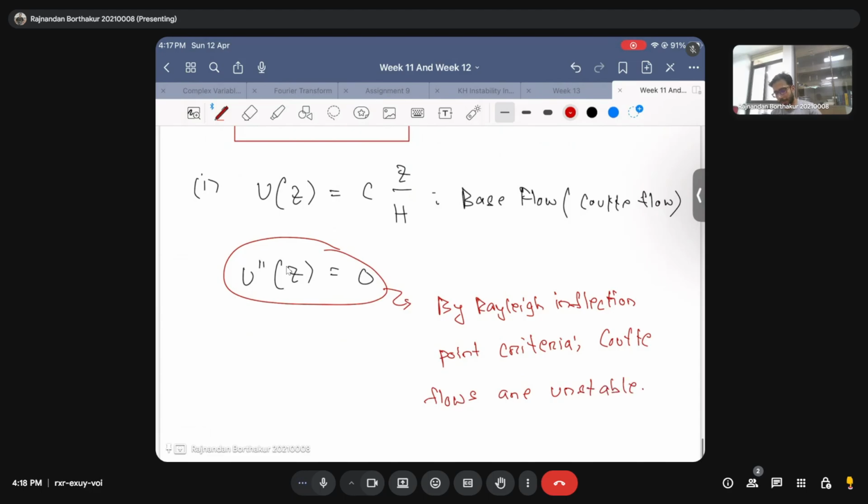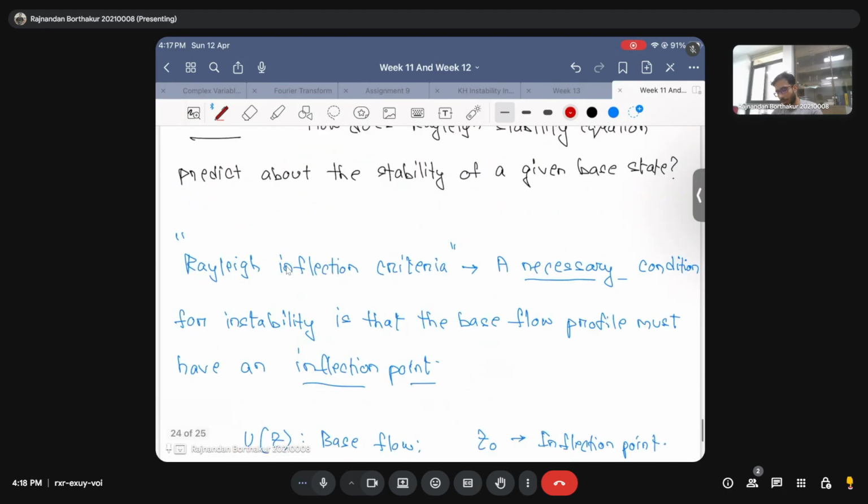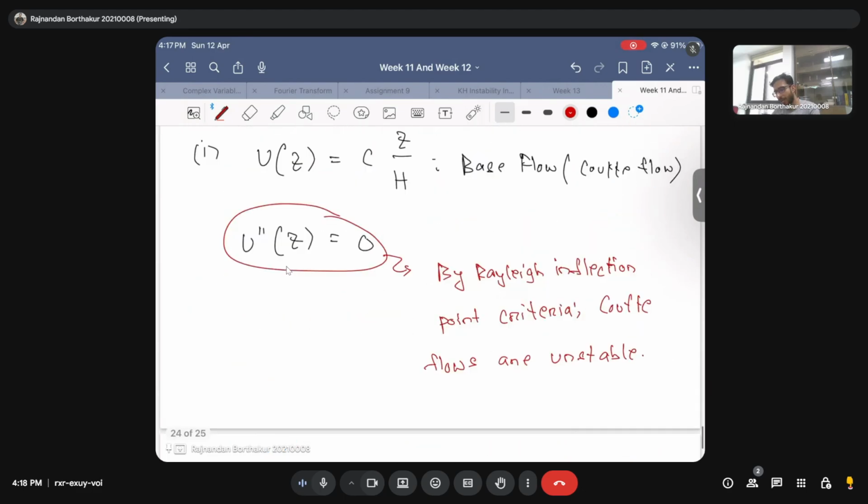Okay, so it appears that if you apply the Rayleigh inflection point criteria, it says that Couette flows are unstable, but there is a catch. Remember I said that the Rayleigh inflection point criteria is a necessary condition but not a sufficient condition. So there is one more criteria that you need to use, although I'll not formally prove it, it's just for know-how. There is something known as the Fjortoft's criteria.